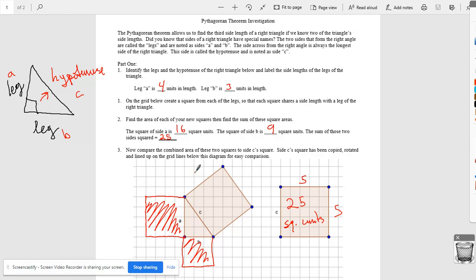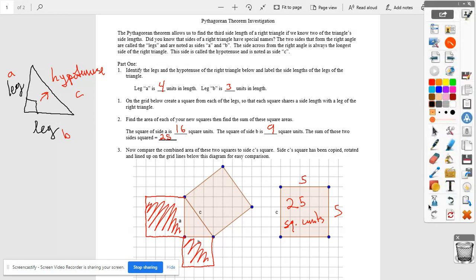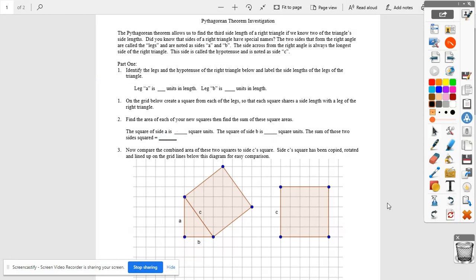Okay, well, let's take a look here. What do we notice about 16 plus 9 and the square units of C here? Well, 16 plus 9 is 25. So the area of the square for A plus the square of B is equal to the square of C. Okay, so let's keep going here. Scroll down a little bit.